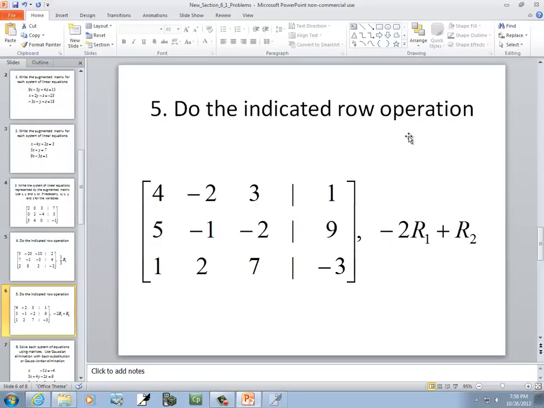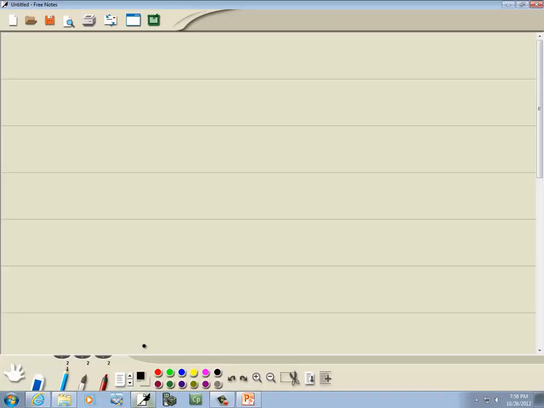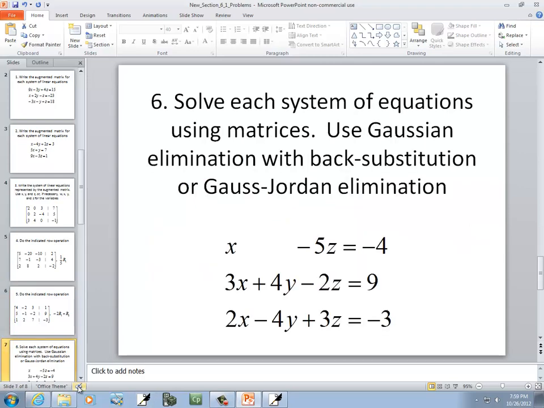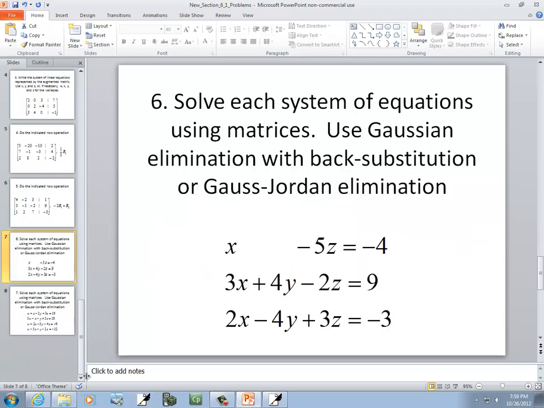Let's look at our first problem. I'm going to do this first one three different ways, so you'll see the different methods. Number 6 says solve each system of equations using matrices. It says use Gaussian elimination with back substitution or Gauss-Jordan elimination. Well, we're going to do the first one with Gaussian elimination with back substitution.